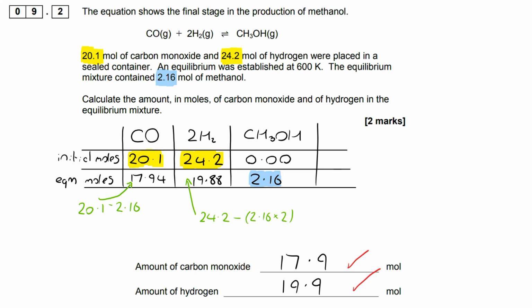Slightly more complicated here, we have got 2 moles of hydrogen make 1 mole of methanol. So if I've made 2.16 moles of methanol, I need double that of the hydrogen. So that's how much it goes down by. And I've now got my 2 figures to go in at the bottom of the page.